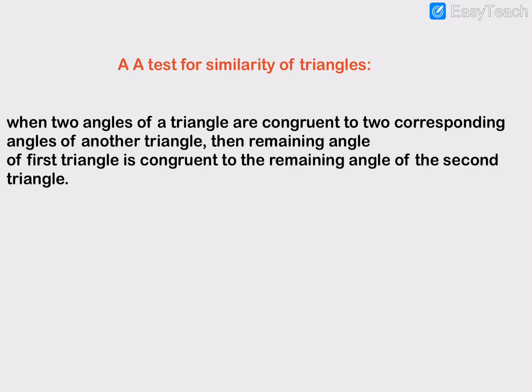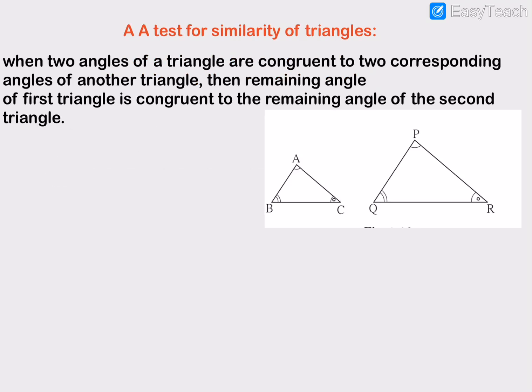The next one is the AA test, angle, angle. Here we are taking only two angles. AA test for similarity of triangles: when two angles of a triangle are congruent to the two corresponding angles of another triangle, then the remaining angle of the first triangle is congruent to the remaining angle of the second triangle. So here two triangles are given, triangle ABC and PQR, and two angles of one triangle are congruent to the two corresponding angles of the other triangle.